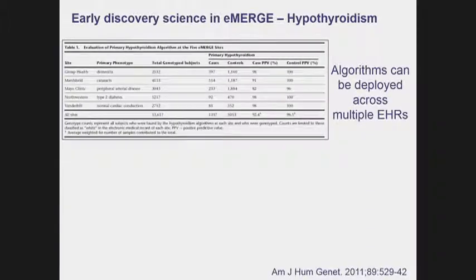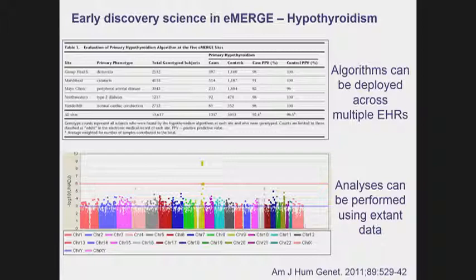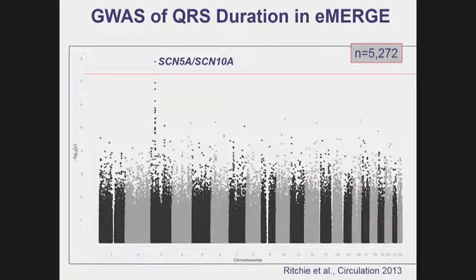So one of our first examples was looking at hypothyroidism in eMERGE, and in this we executed the algorithm across 5 different sites, and then we looked at the genome-wide association study, and we found a new signal that was a thyroid transcription factor. Here's another example of another GWAS in eMERGE in a modest number of individuals that identified a sodium channel associated with normal QT restoration in people with normal hearts.